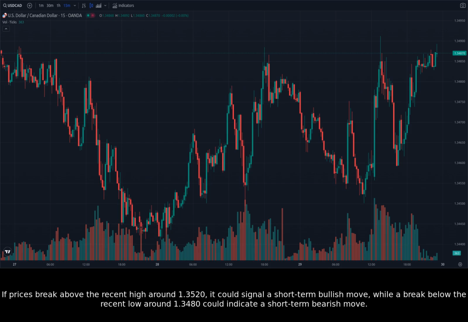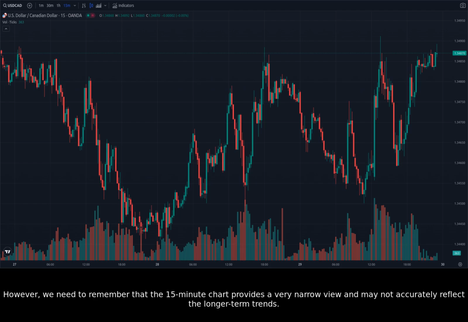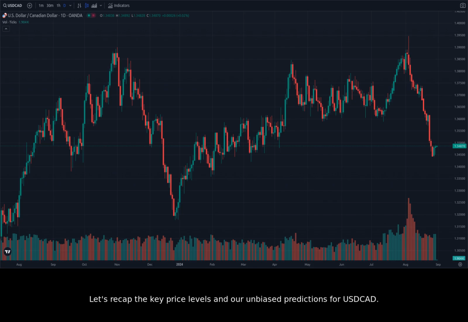If prices break above the recent high around 1.3520, it could signal a short-term bullish move, while a break below the recent low around 1.3480 could indicate a short-term bearish move. It's important to stay vigilant and monitor price action closely in this volatile market. However, we need to remember that the 15-minute chart provides a very narrow view and may not accurately reflect the longer-term trends. Let's recap the key price levels and our unbiased predictions for USDCAD.